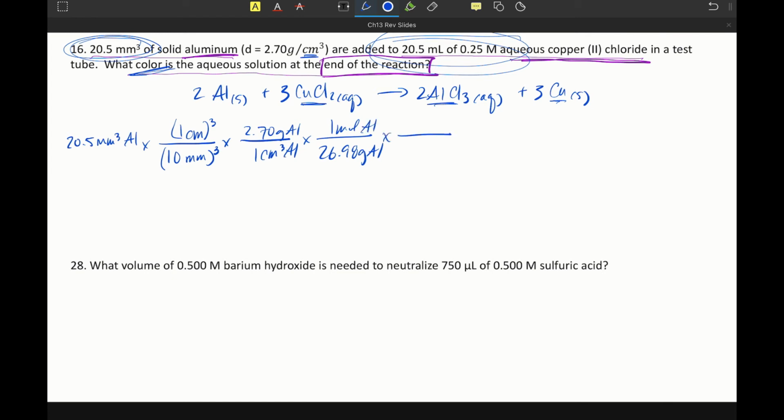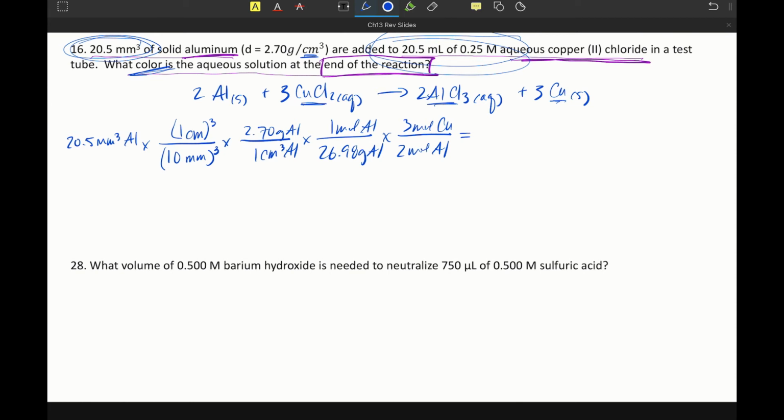And I know that for every 2 moles of aluminum, let's pick something, let's go with 3 moles of copper. I'm just going to leave it in moles of copper because I just need to know which is limiting. I don't need to know how much of any given product is made. So I'm just going to stop there.